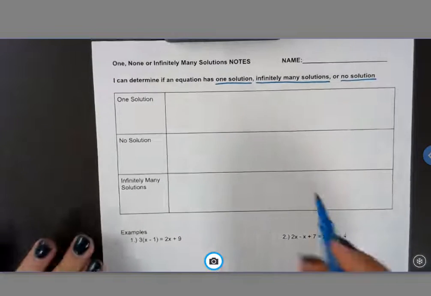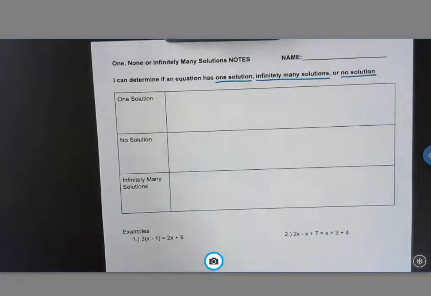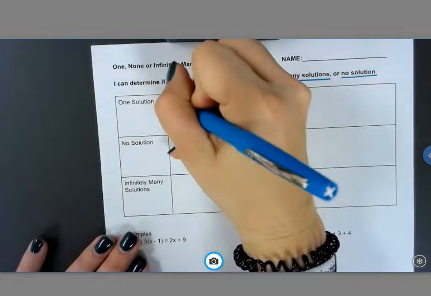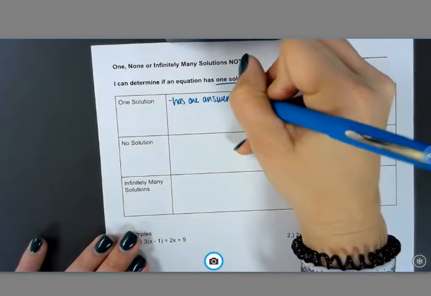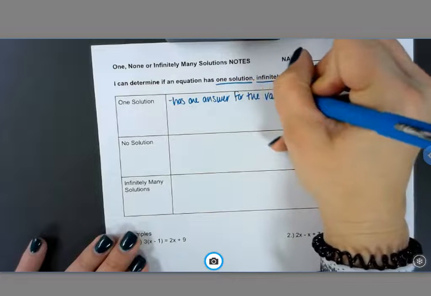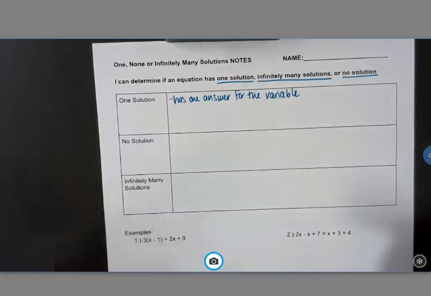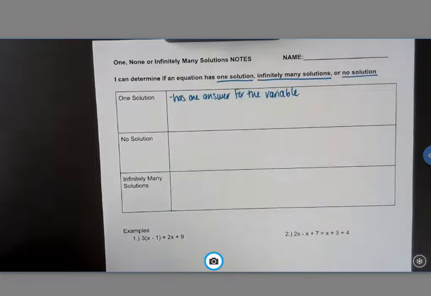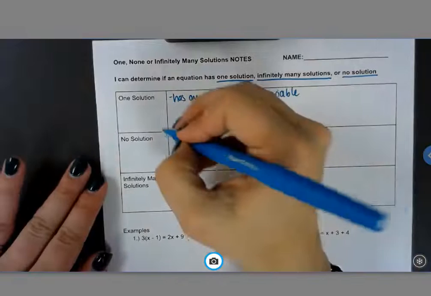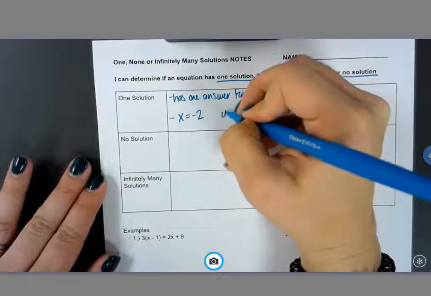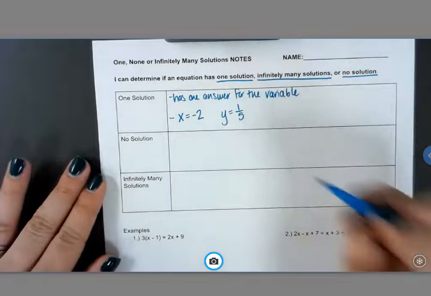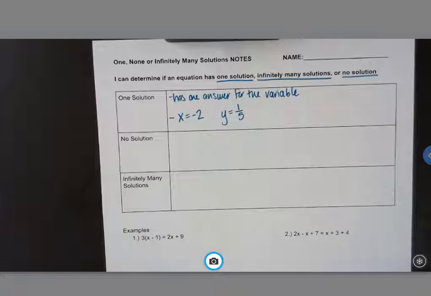Okay, so one solution, we should know what that looks like. One solution has one answer for the variable. So we go through those 5 steps, we distribute, we combine like terms, we move the variables to the same side, undo addition, subtraction, and undo multiplication, division. Those steps are the same. When we are done with this problem, we might have x equals -2 or y equals 1/5. So that's what an equation that has one solution will look like.